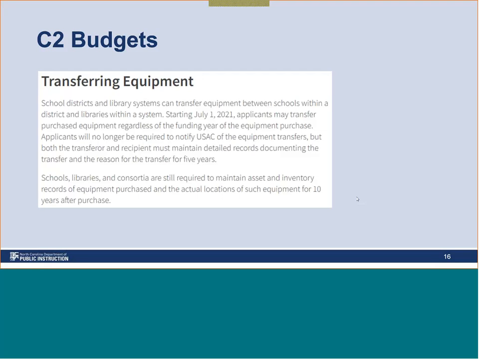We're all good at, yes, we put that computer on Joe's desk. Obviously, E-Rate is not computers, but we never realized that we took that computer and then gave it to somebody else later on, okay? Maintain your asset and inventory records for all equipment purchased and the actual locations for 10 years after the purchase.